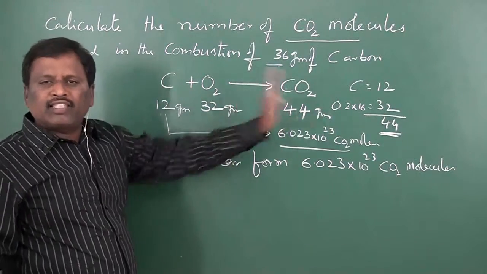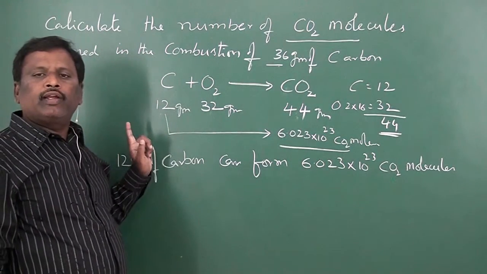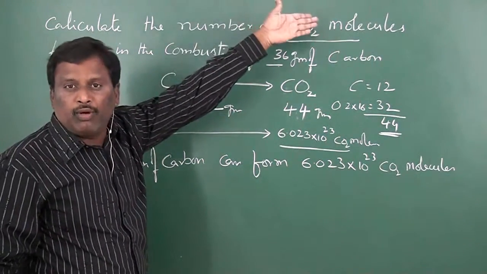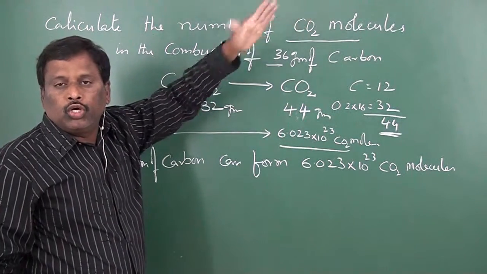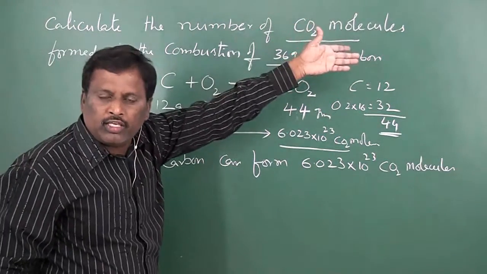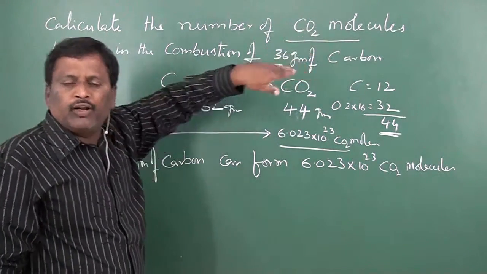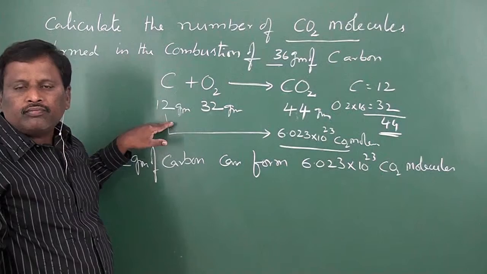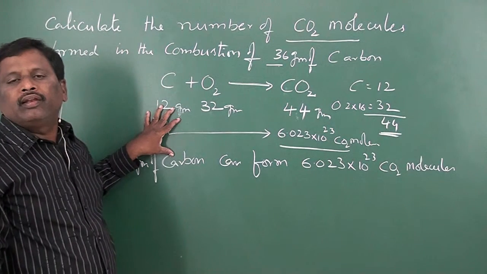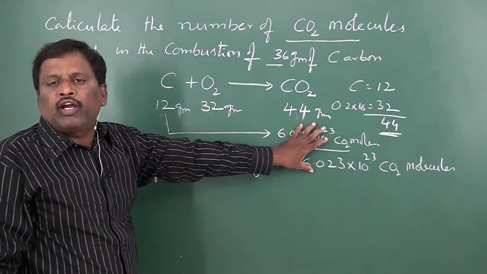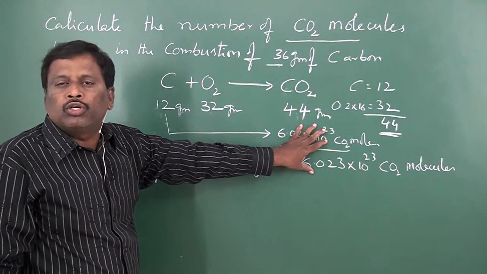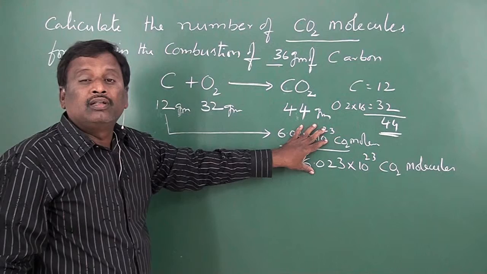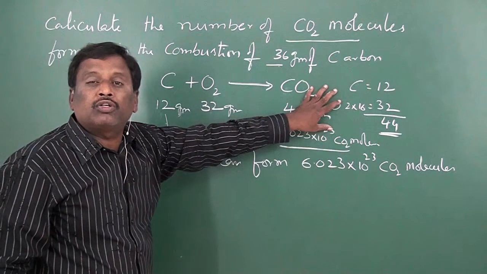If they ask us for the mass of CO2, then what do we do? Here in the problem, what has been asked? The mass of carbon is given. They are asking how many CO2 molecules can be formed from 36 grams of carbon. So he is asking about the number of CO2 molecules that can be formed from the given mass of carbon. According to this balanced chemical equation, 12 grams of carbon can form 6.023 into 10 to the power 23 CO2 molecules. Suppose in some other problem, they may compare with the mass of CO2.